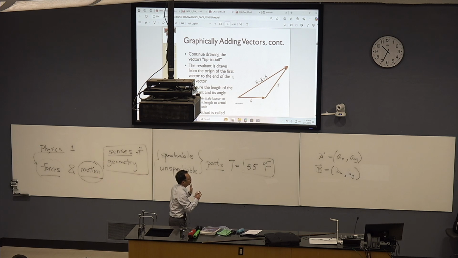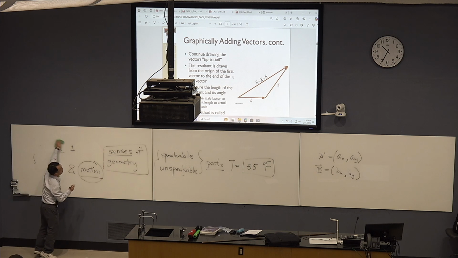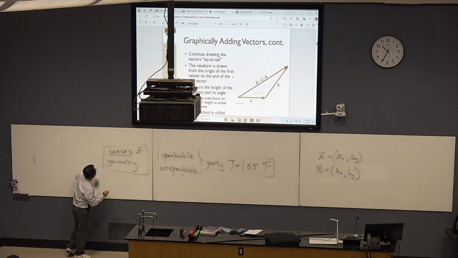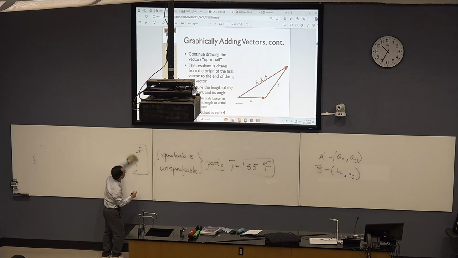But before we tell you the different ways of representing vectors, we would like to tell you how to get the sum of two vectors, for example. How would you get the sum of two vectors? One method we can use is called the graphical method, and the other method we can use is the so-called analytical method. But there are actually two kinds of graphical methods. One kind is over here.